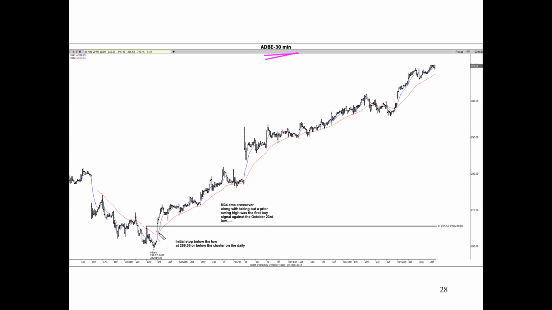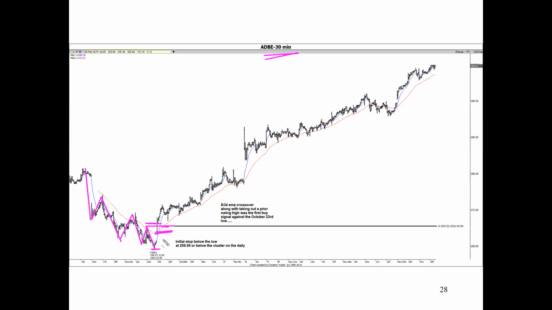And it's where you have both the 8/34 EMA crossover to the upside, and you also take out a prior swing high. So I want to see the pattern shift also. So basically the pattern shift is, I'm looking at this pattern of lower lows and lower highs. And for me to see a shift in pattern, I wanted to take out a prior swing high. So once it does both, that's my buy signal.